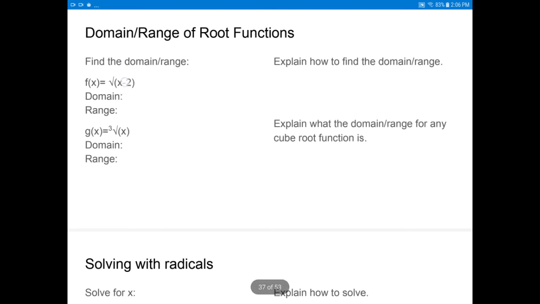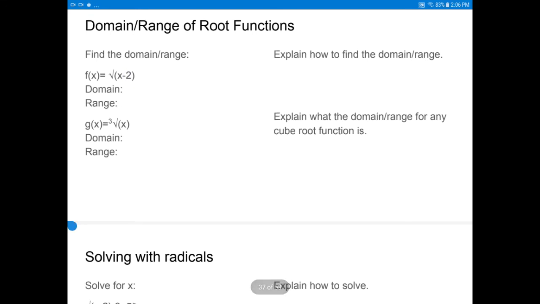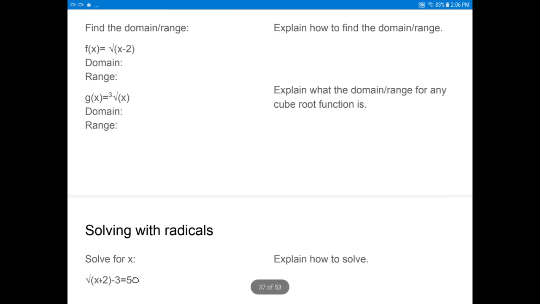Domain here, this got shifted 2 to the right, so it's 2 to infinity. Range is all real numbers. No, I'm sorry. Range is from 0 to infinity. Here, this is all real numbers, this is all real numbers.